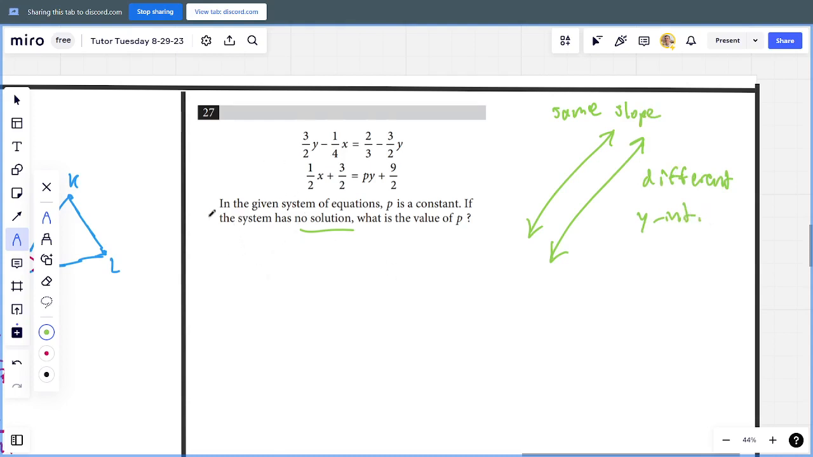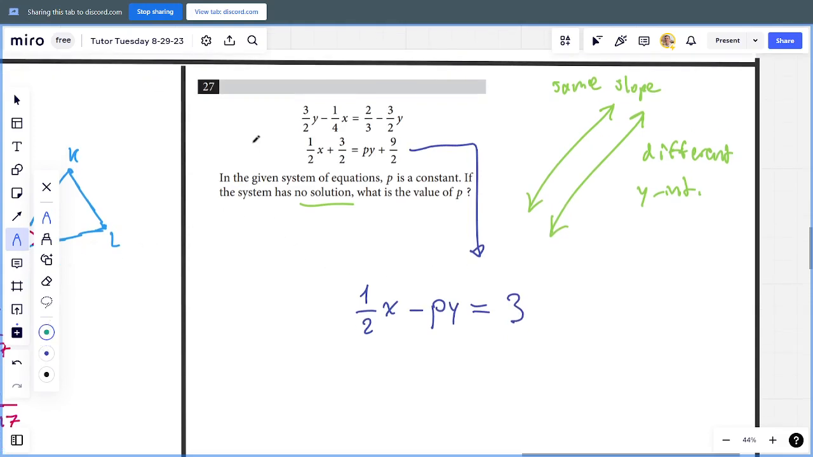So for these equations, I'm going to try to match them up to each other. Let's take a look at this bottom equation in dark blue. If I consolidate everything, we can get all the constants onto one side and all the variables onto the other. We'd get 1/2 x minus py is equal to 6 over 2, or 3.